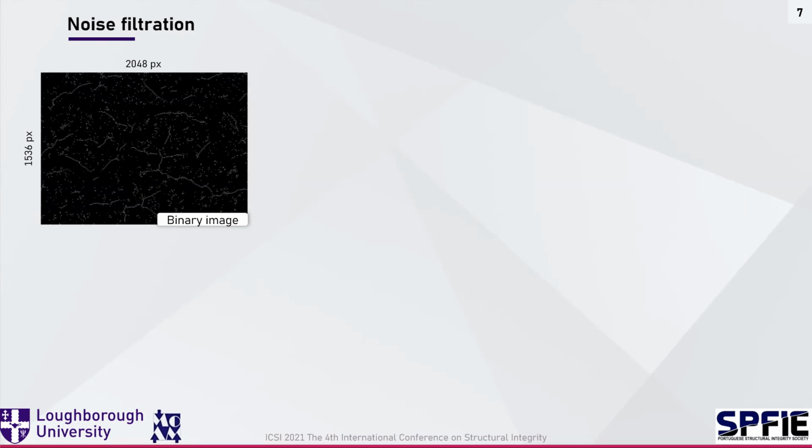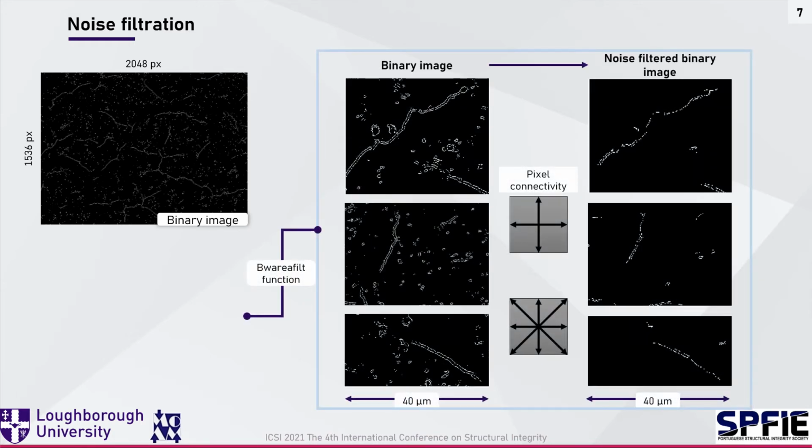After the conversion to binary, it can be seen that there was noise on the image from the natural variation of the microstructure and other defects. Because these were very small compared to the cracks on the surface, the bwareaopen function was used to filter this noise. This kept objects greater than 4 microns on the surface.